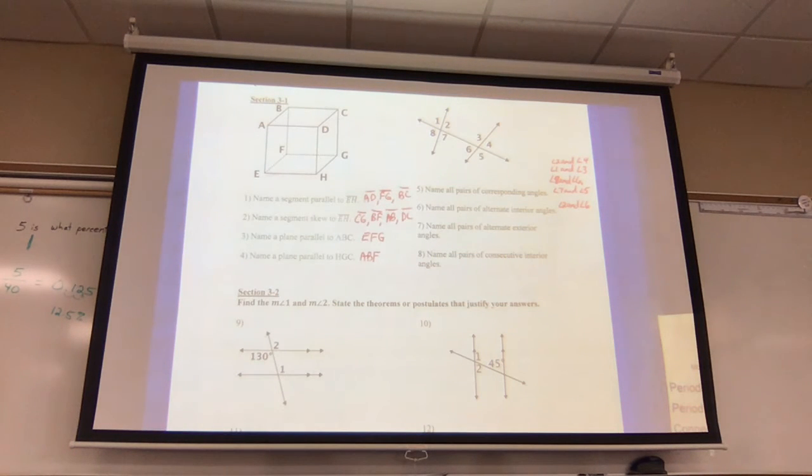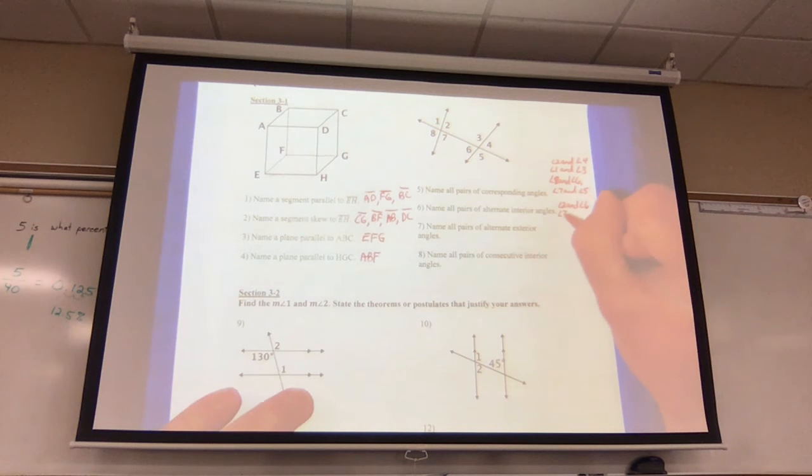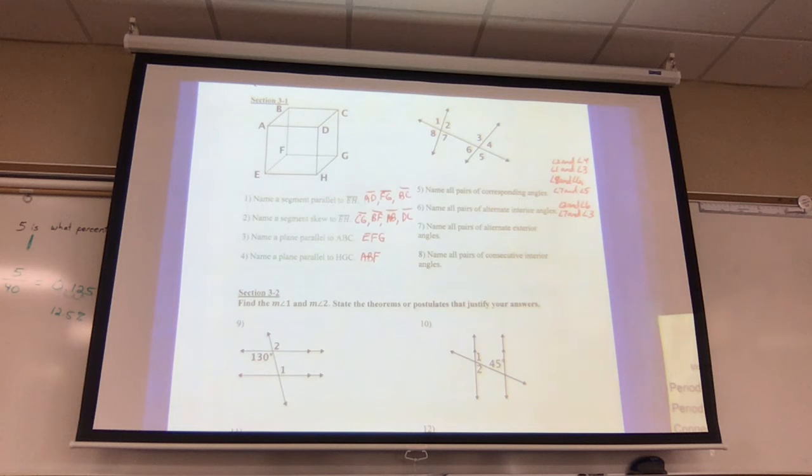So 2 and 6 is one set. What would be the other set? 7 and 3. Those are your alternate interior.